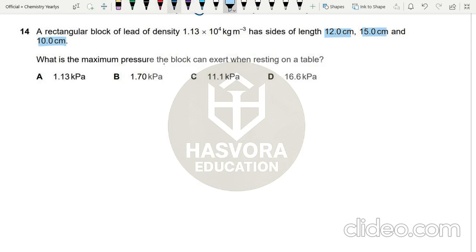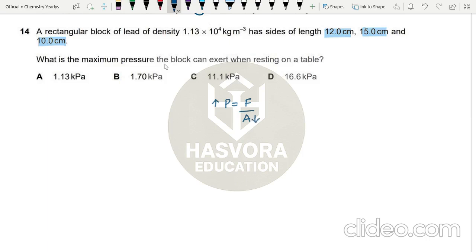First of all, to solve this type of question, we know that pressure is equal to force upon area. Now if you want to have the maximum pressure, you should have the least area.